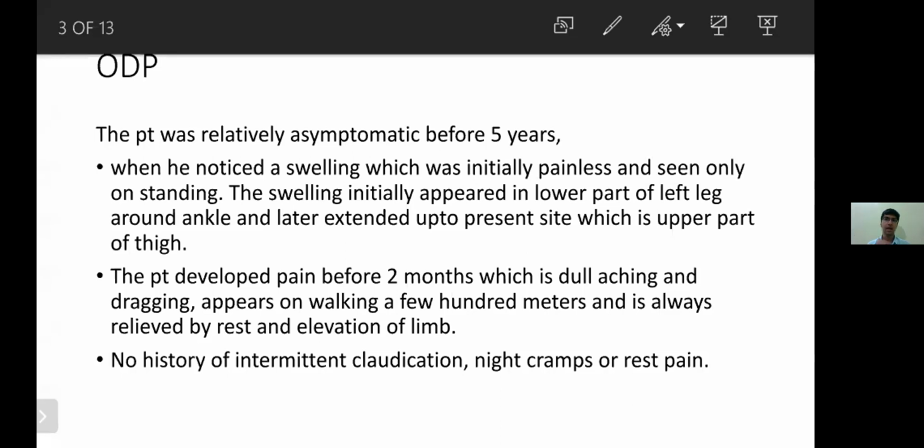We have already discussed that in PVD. I hope you remember all of that. Varicose veins is a different type of pain. So for the differential diagnosis, as she has pointed out, the pain is dull aching, dragging type, appears after walking a few hundred meters and relieved by rest and elevation of the limb, contradictory to all this type of pain.